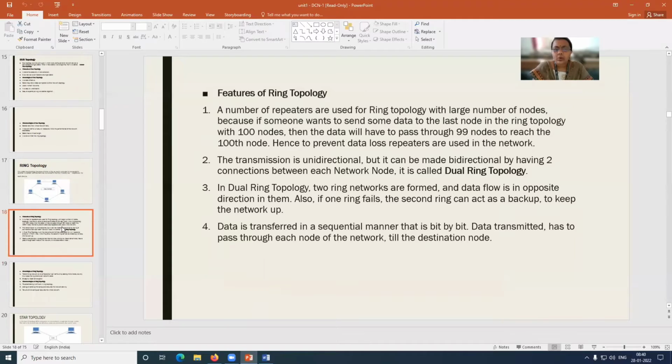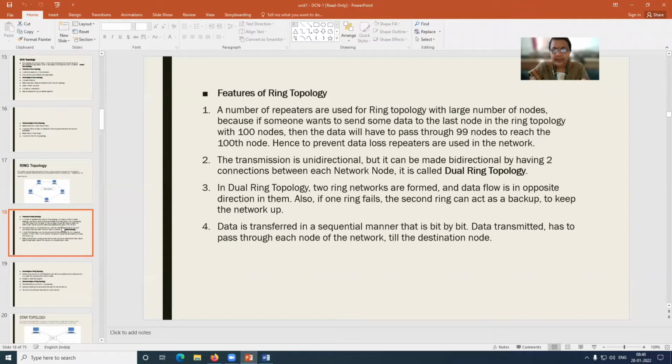And what will be the features of ring topology? A number of repeaters are used for a ring topology with a large number of nodes. If someone wants to send data to the last node of a ring topology with 100 nodes, the data will have to pass through 99 nodes to reach the 100th node. Hence, to prevent data loss, repeaters are used in the network. The repeaters act like boosters: if the bandwidth is less, we have to boost it.